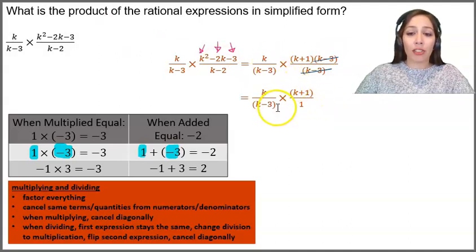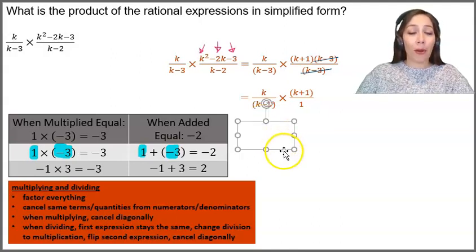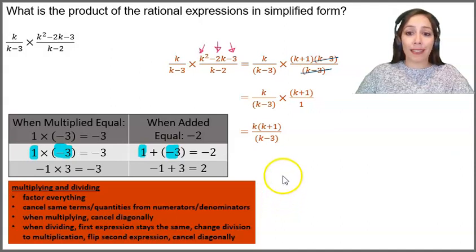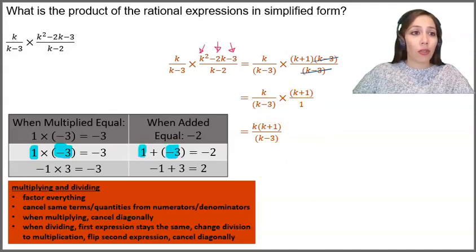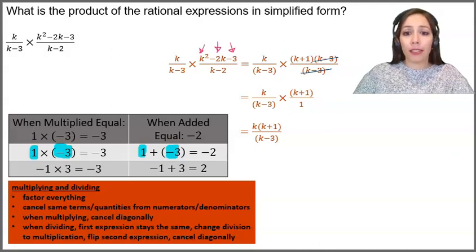So I have k over k minus 3, and I have k plus 1 over 1. I can't reduce anything else in each rational expression up and down, but because I am multiplying, I can cancel things out diagonally. K and 1 are diagonal, but they have nothing in common that I can cancel out. Then k minus 3 and k plus 1 are diagonal, but they have nothing that I can cancel out. So since there's nothing else I can cancel, I just multiply both numerators together and both denominators together. K times k plus 1 is in the numerator. K minus 3 times 1 in the denominator is just k minus 3. So this right here would be my final answer for this one.